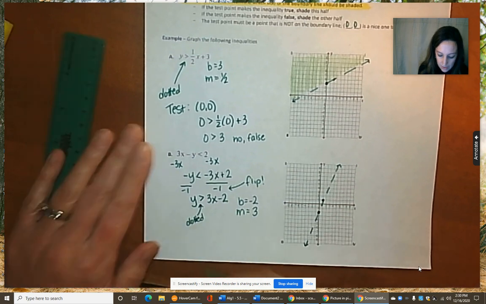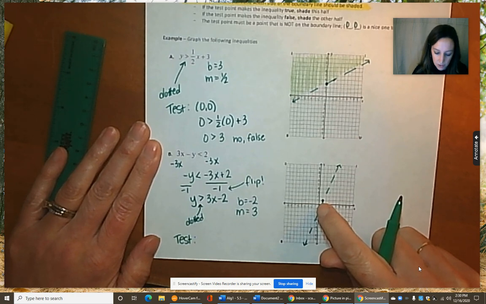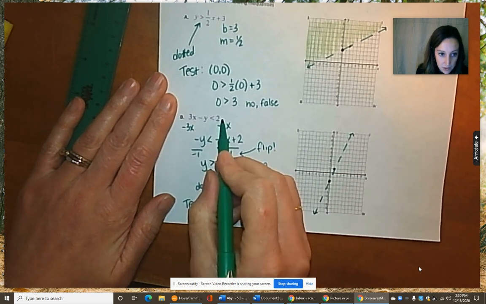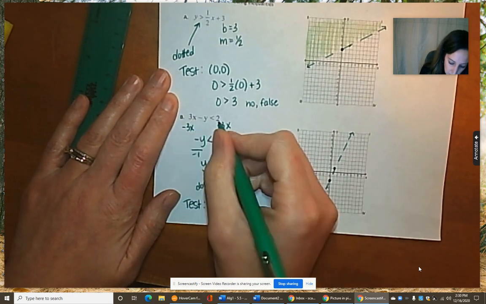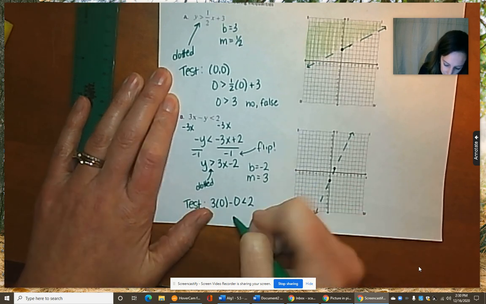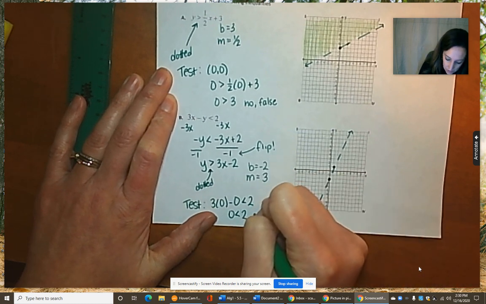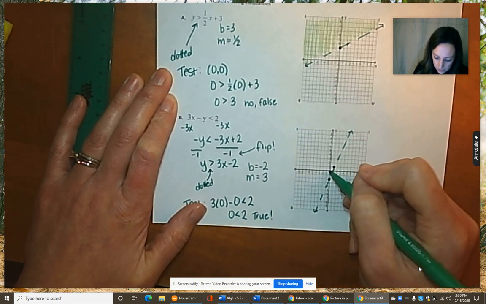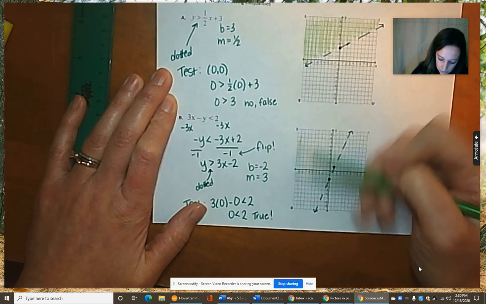Okay. And then the next and final thing is to test. It doesn't go through (0, 0), so that's an okay test point to use. I can put (0, 0) into this, or I can put (0, 0) into this. I just have to decide where I put it in, does it make it true? So if I put it into here, 3 times 0 minus 0 is less than 2. So I get 0 is less than 2. Is 0 less than 2? And yes, 0 is less than 2. So it's true. When it's true, I shade towards (0, 0). So here's (0, 0). That means that I'm shading on the side of the line where (0, 0) is, which is over here.